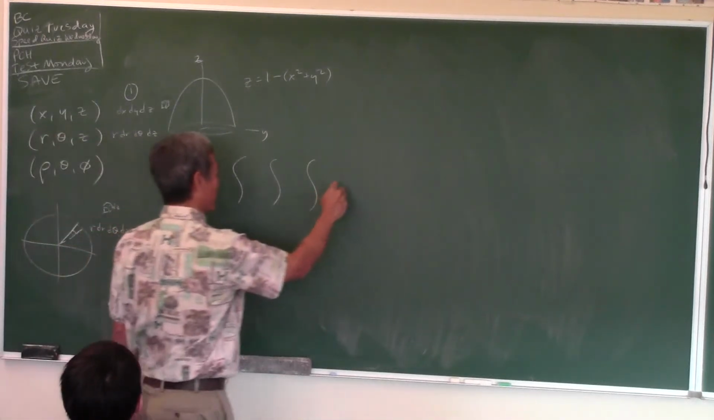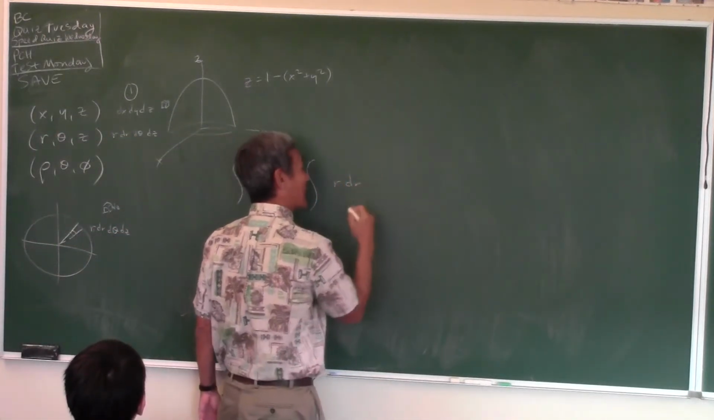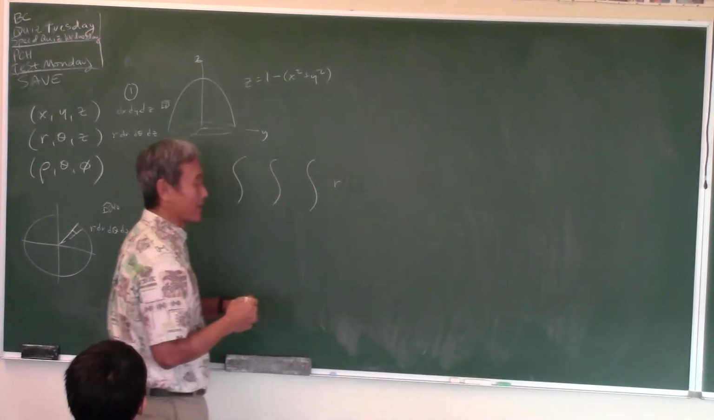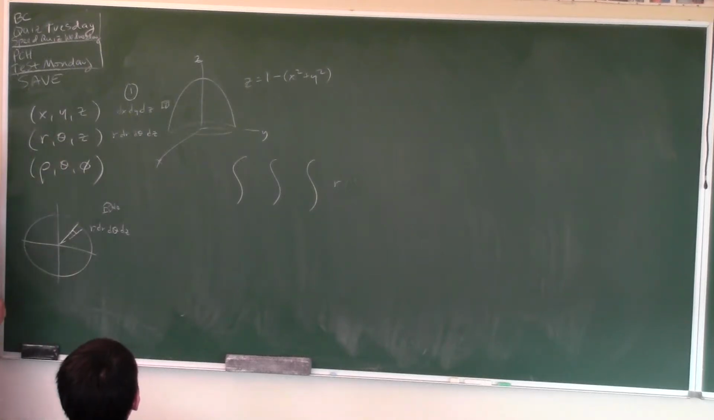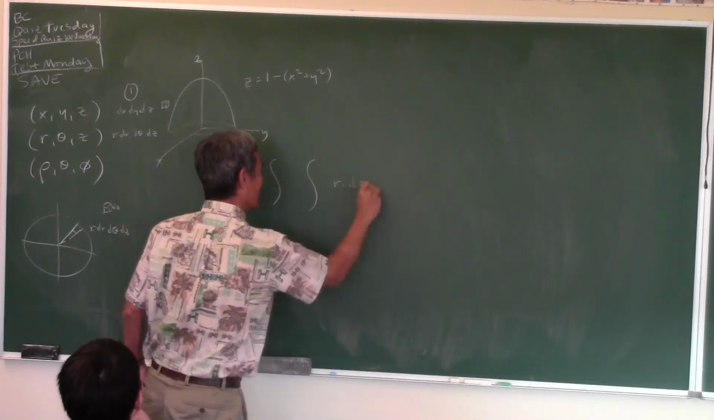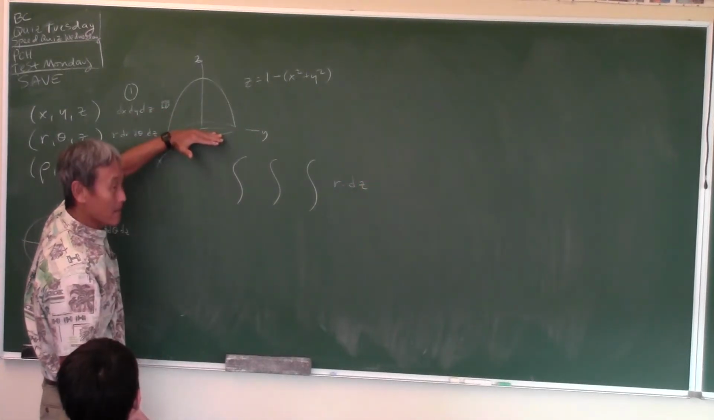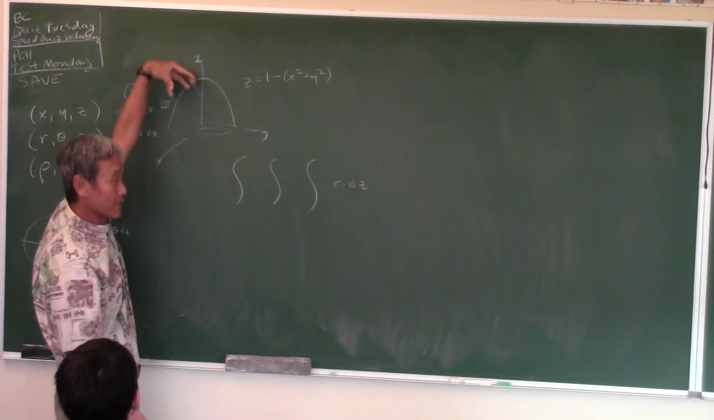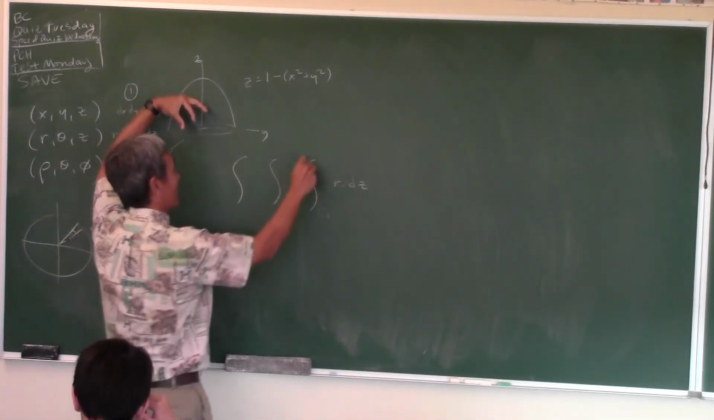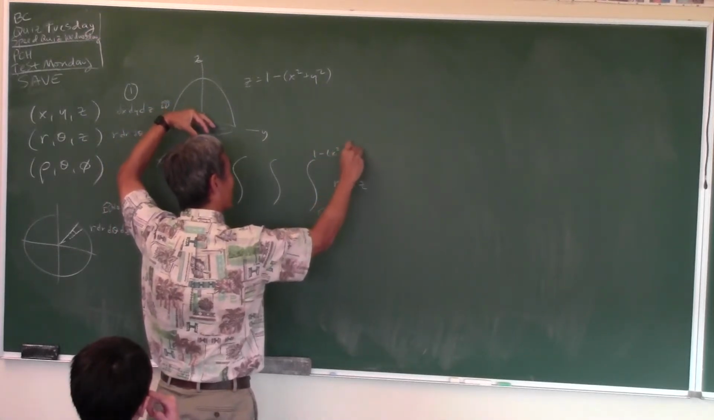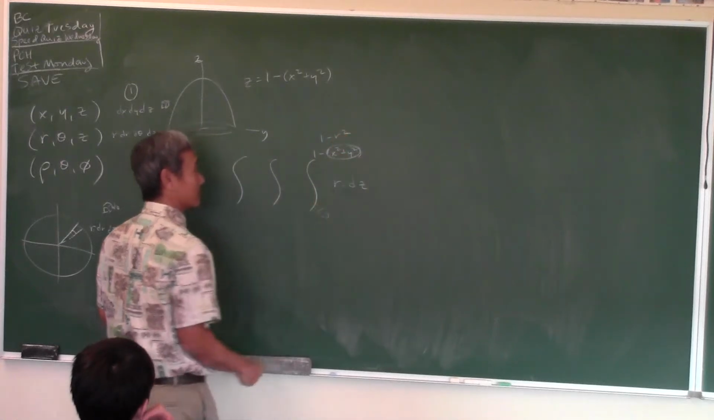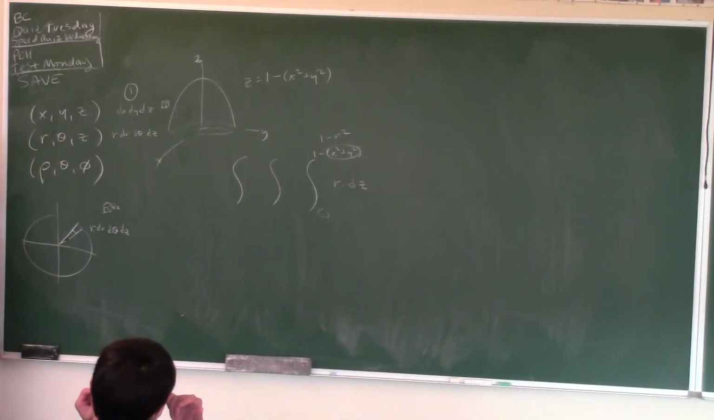So here we go. That's what you put here: r dr. Now you have to determine which one you're going to integrate with respect to first. What do you want to integrate with respect to first? I would say z, so dz, because z goes from the bottom to the top. What's the z on the bottom? 0. And what's the z on the top? 1 minus x squared plus y squared. But what is x squared plus y squared? r squared. So that's actually the upper limit.